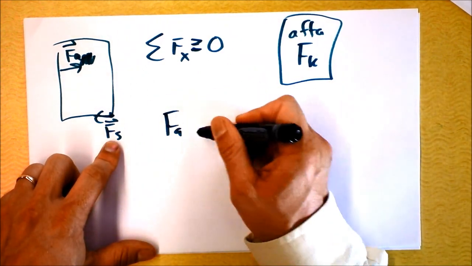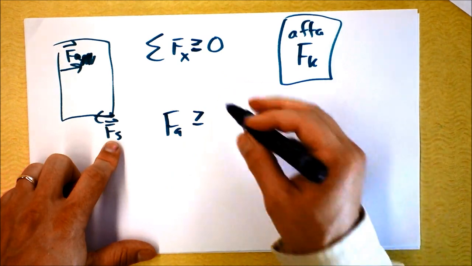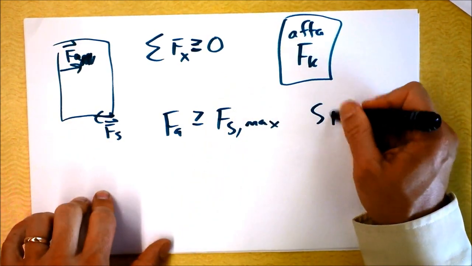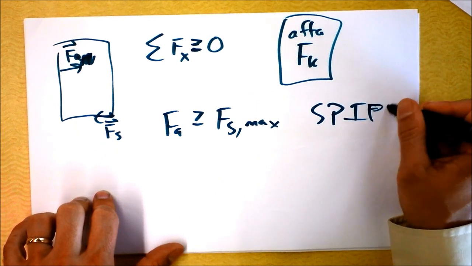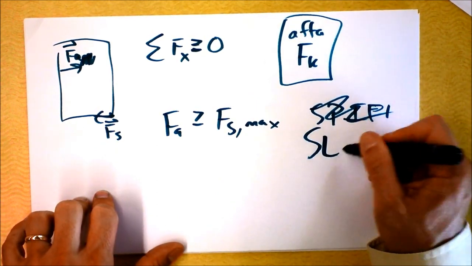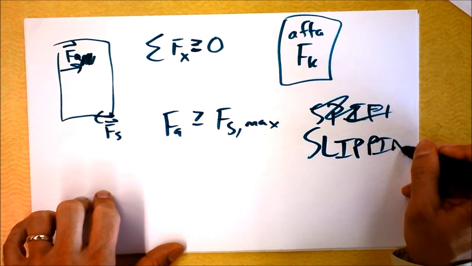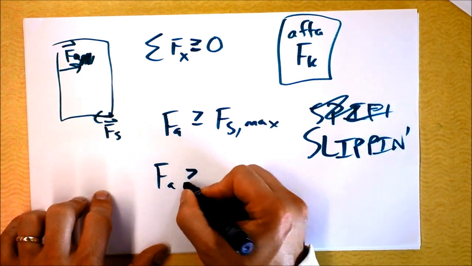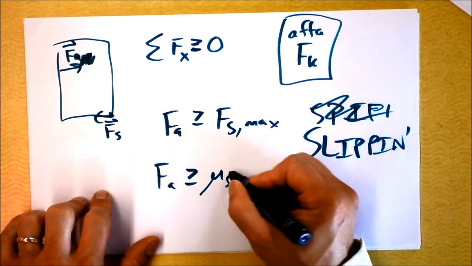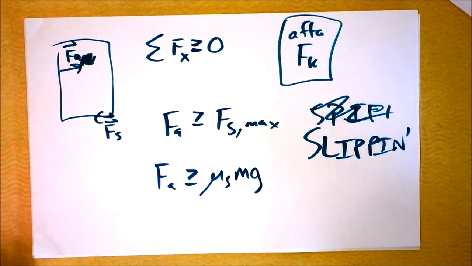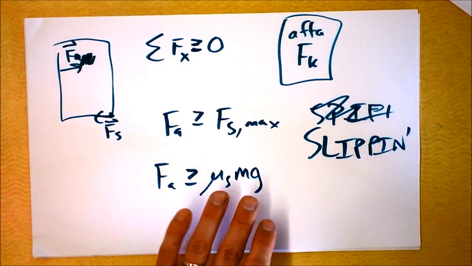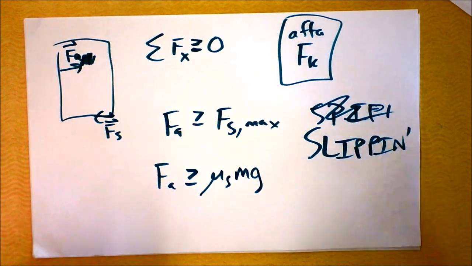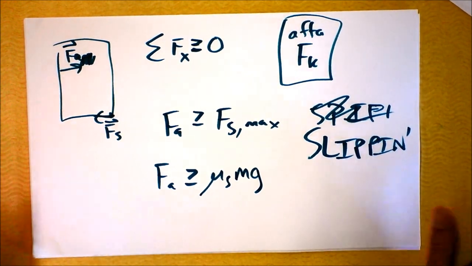So I say if F applied is greater than or equal to F sub S max, then we get slipping. Holy cow, slipping. We get slipping in that case, and of course, that means if F sub A is greater than or equal to mu sub S times mg, because that's the greatest value that F sub S could ever have. Now, all we need to do is try to put our information about tipping and slipping next to each other and figure out what that means.